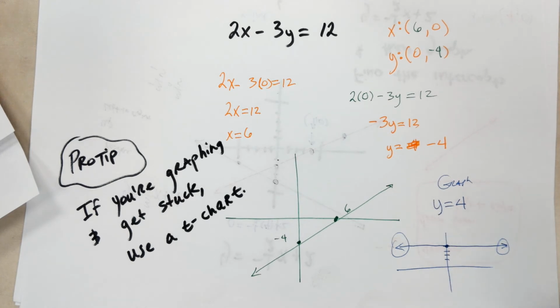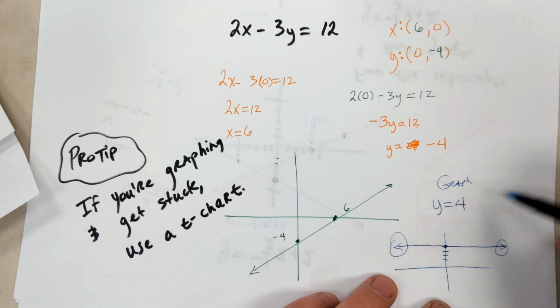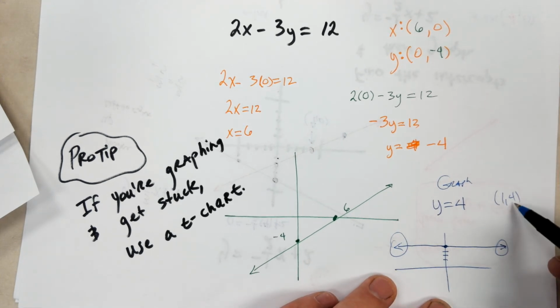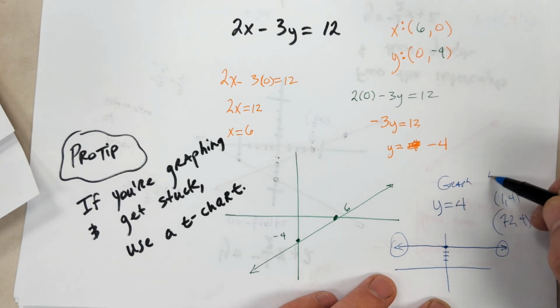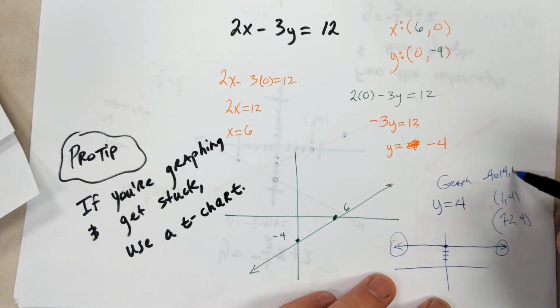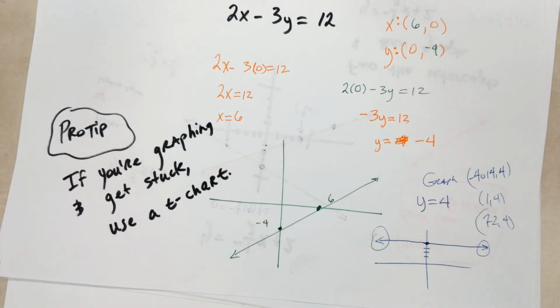So maybe you see this and you forgot how to do it. If you use a T-chart, you're just finding answers. So like (1, 4) works because y is 4, right? (72, 4) works because y is 4. (Negative 4014, 4) works because y is 4. So just come up with answers, a couple of points, connect the dots, and you're done. Does that make sense? That's why that's the pro tip, because you're going to get confused, you're going to forget.